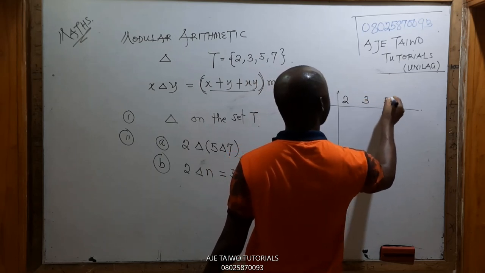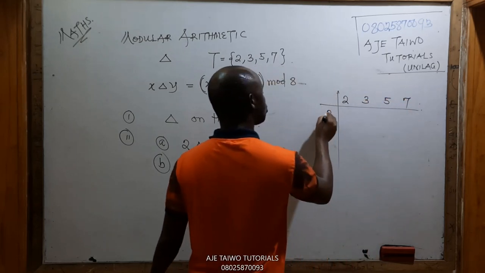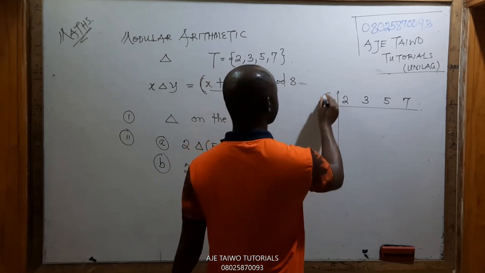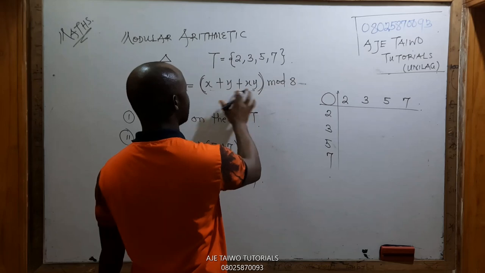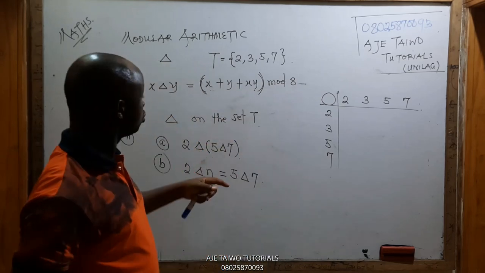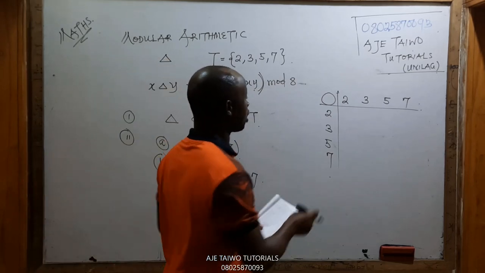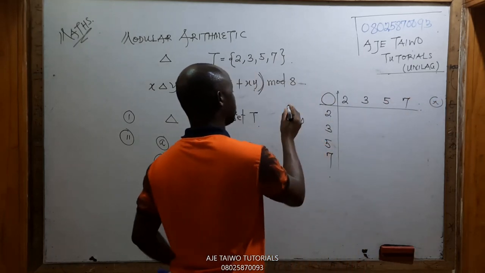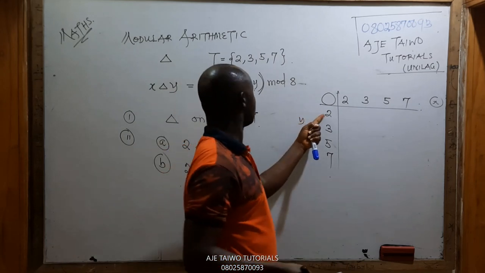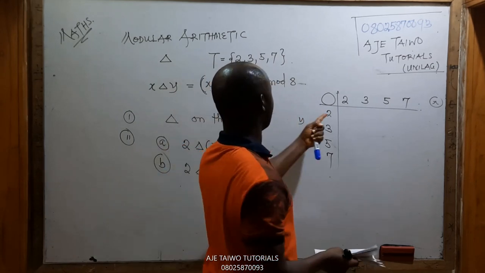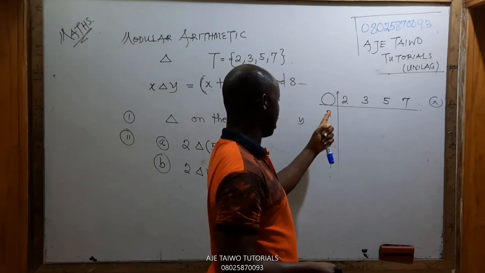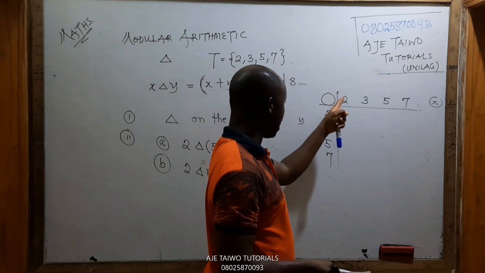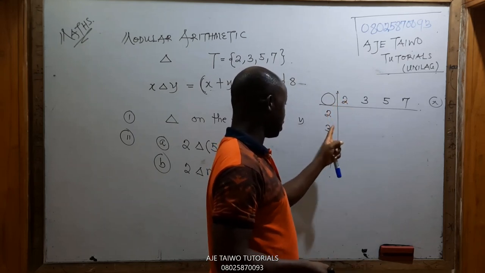2, 3, 5, 7. So this operation is a mixed operation. Plus is there, times is there. So you do what? You can call this one your X. You can call everything your Y. If you start with this one now, it will be 2. If you take X, Y, 2, 2, to find the answer here, you put X as 2, put Y as 2.